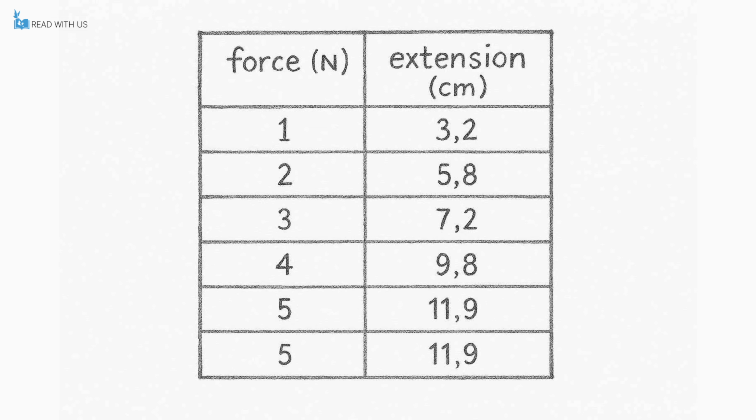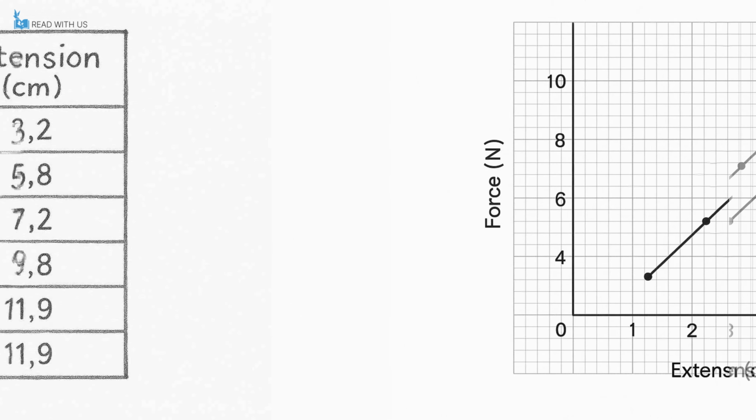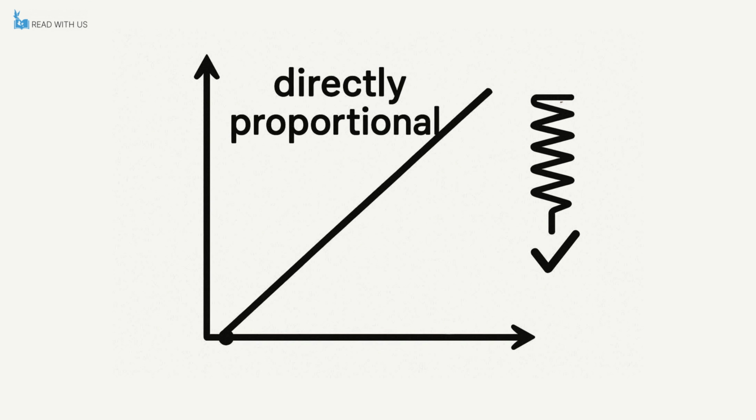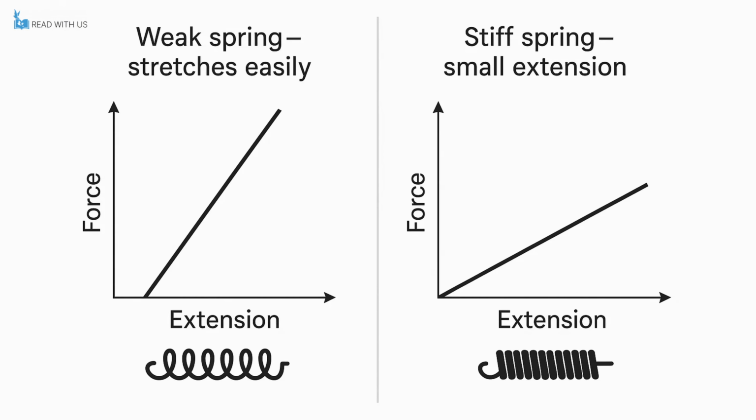Once we have our results, we record them in a table and then plot a graph of force on the vertical axis and extension on the horizontal axis. If the spring obeys Hooke's law, the graph will be a straight line through the origin. This means the extension is directly proportional to the force. The slope or gradient of the line shows the spring constant.